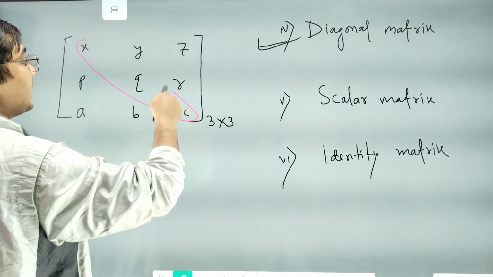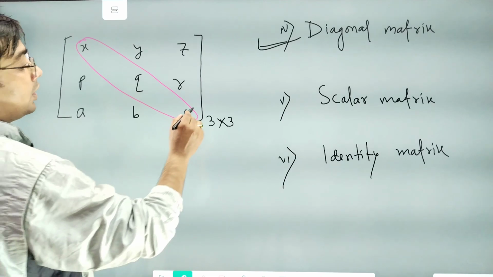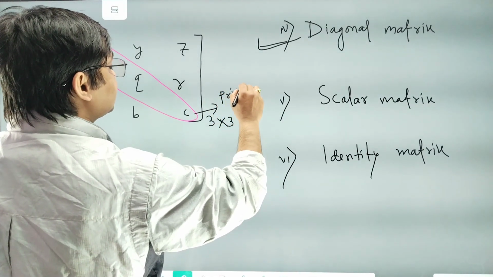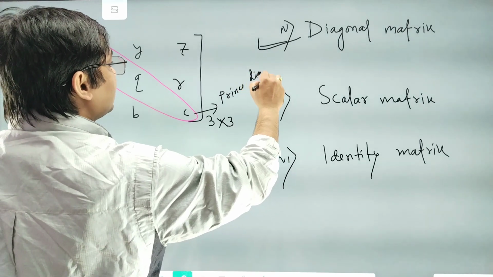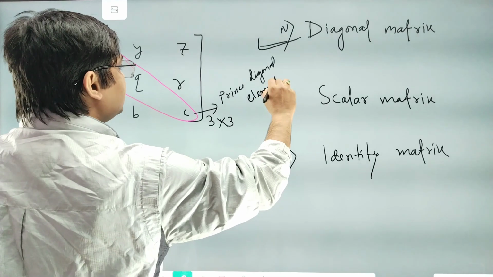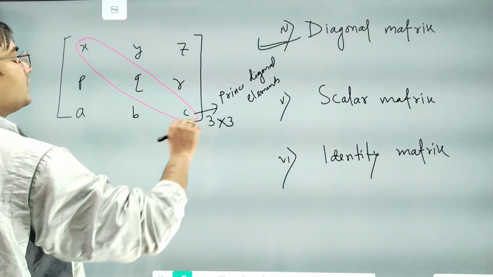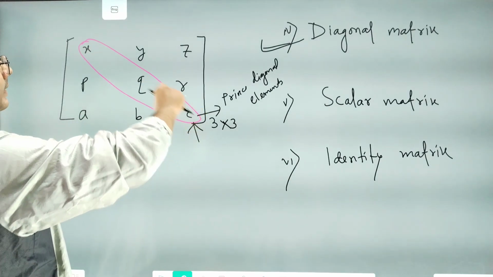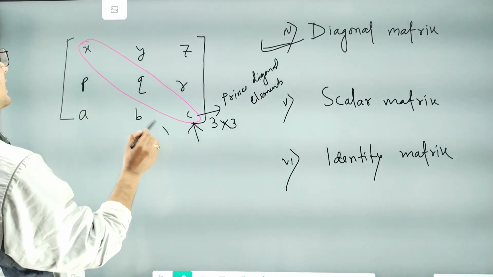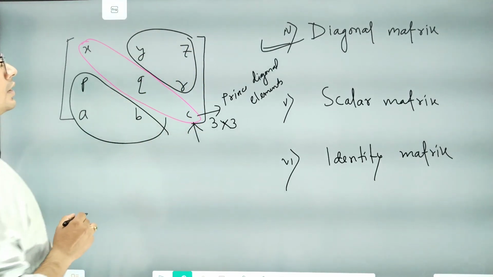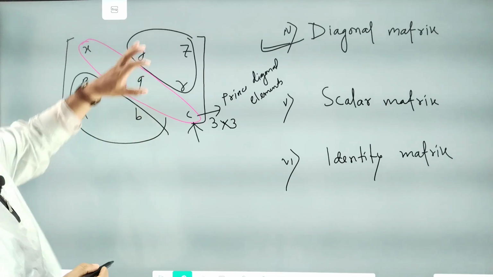these elements are called principal diagonal elements. Yes, and you remember this is called the principal diagonal. That means these are the principal diagonal elements, and these others are not the principal diagonal elements.